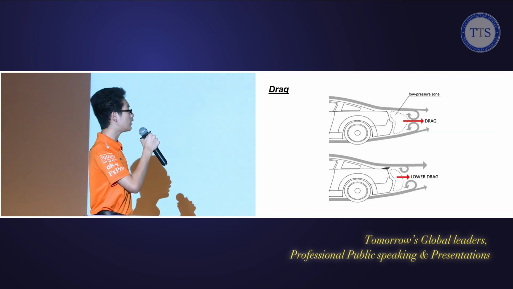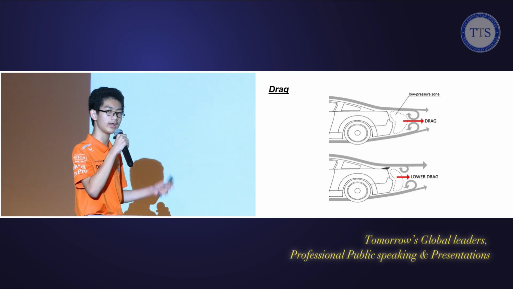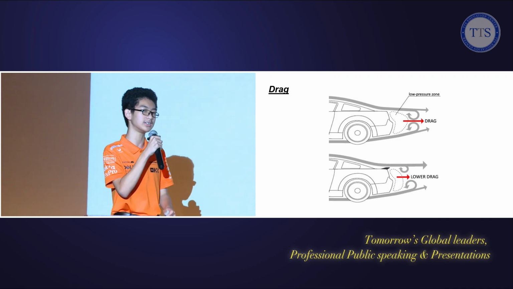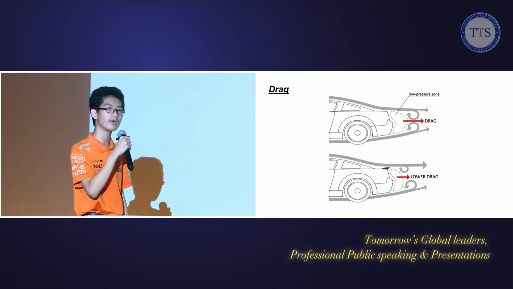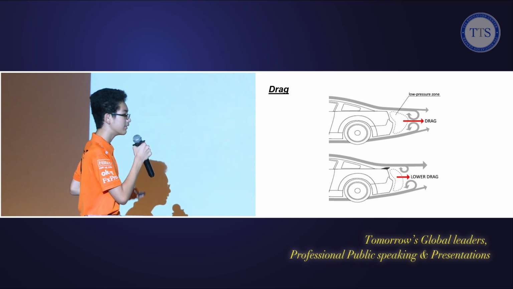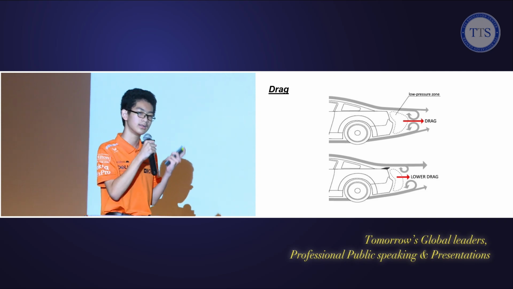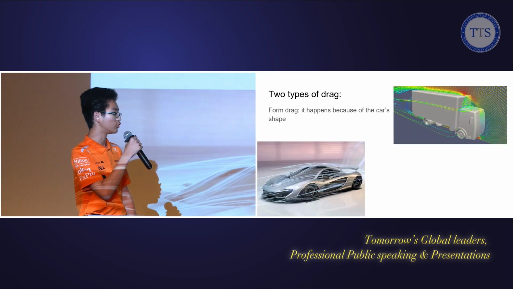Let's start with drag. As you can see in this picture, as the car moves, it creates high pressure at the front and low pressure at the end. This pressure difference is called pressure drag or form drag, a major force resisting the vehicle's motion. The faster the vehicle goes, the bigger the drag becomes. There are two types of drag.